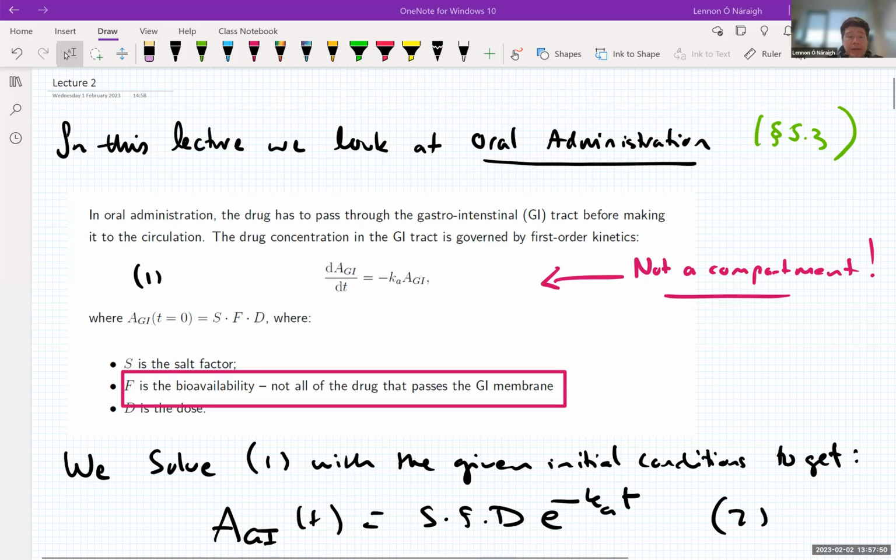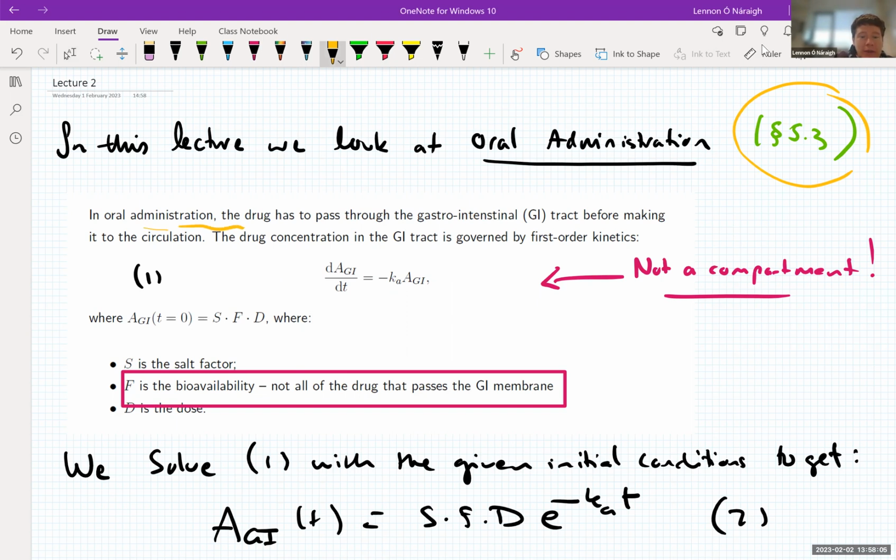Okay, welcome back. In this lecture, we're going to look at the oral administration route for a drug, and this is section 5.3 in the type notes. The idea here is that in oral administration, the drug has to pass through the gastrointestinal tract, the GI, before making it into the systemic circulation.